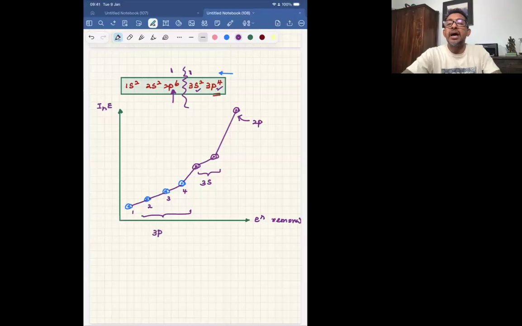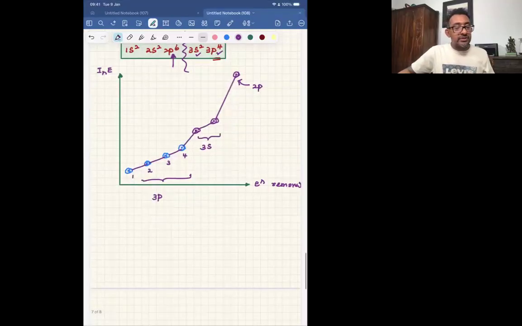Why is the big gap there while going from 3s to 2p? 3s is in an outer energy level. 2p is in an inner energy level, closer to the nucleus, so it is attracted more. And when you are trying to remove that electron, you need to supply more energy. Did you understand that? Simple. Good questions. Very good.